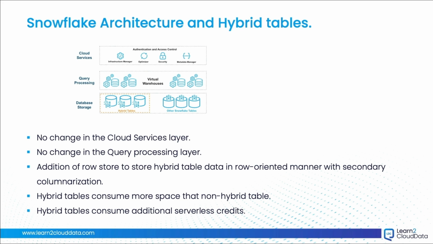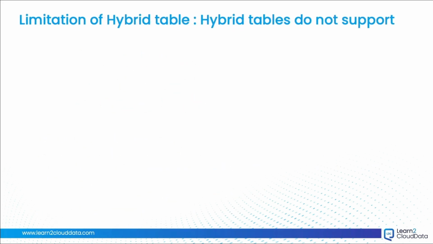Hybrid tables consume additional serverless credits since compute is needed to turn row-oriented data into secondary columnar format. This will happen in the background and we do not have to do anything explicitly to achieve it. Indexes when created consume space as they should because like all other databases, indexes are stored externally to the table to improve select performance.